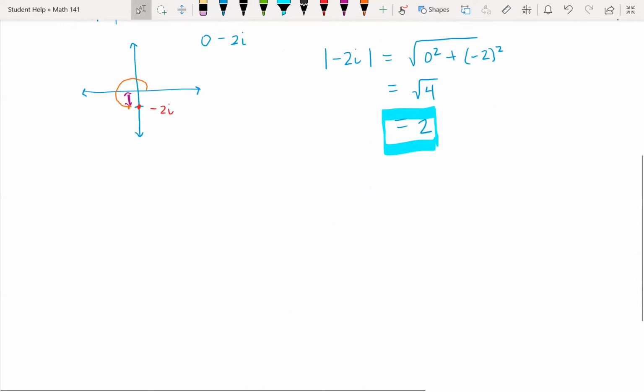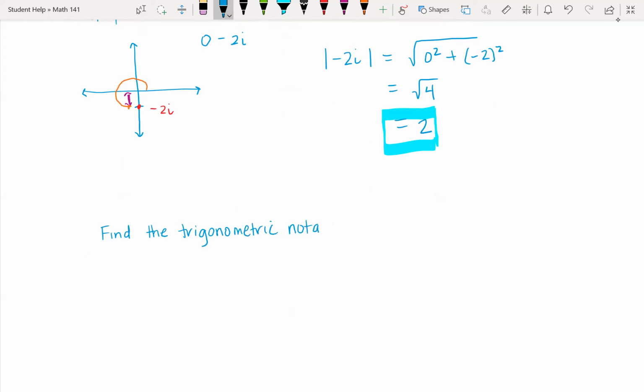So let's find the trigonometric notation for negative 10 times the square root of 3 plus 10i. So this is in rectangular notation where we can see the x coordinate and the y coordinate.